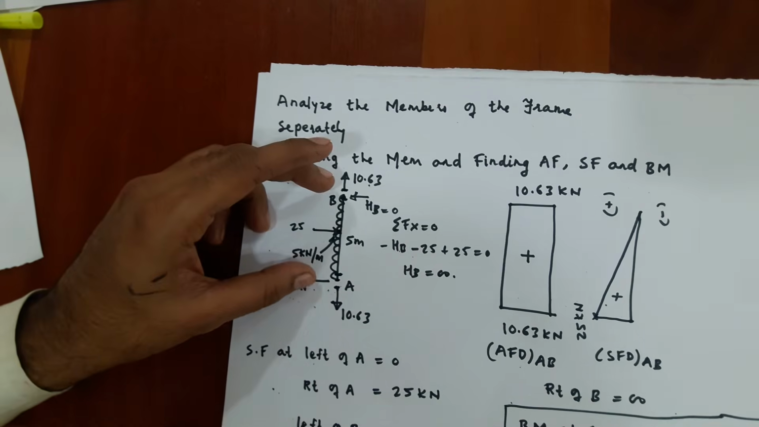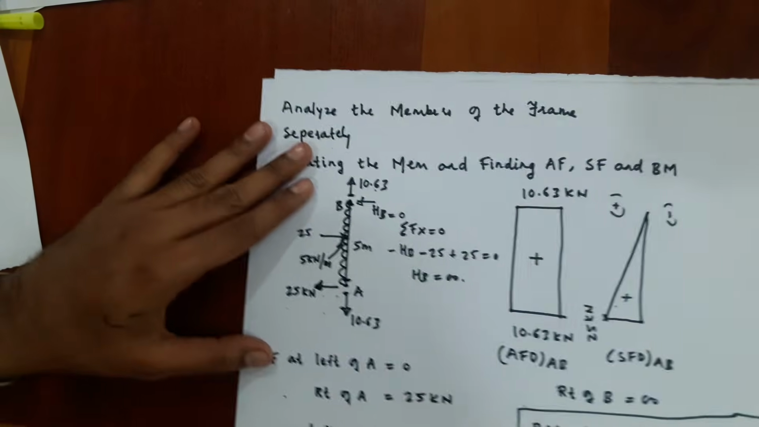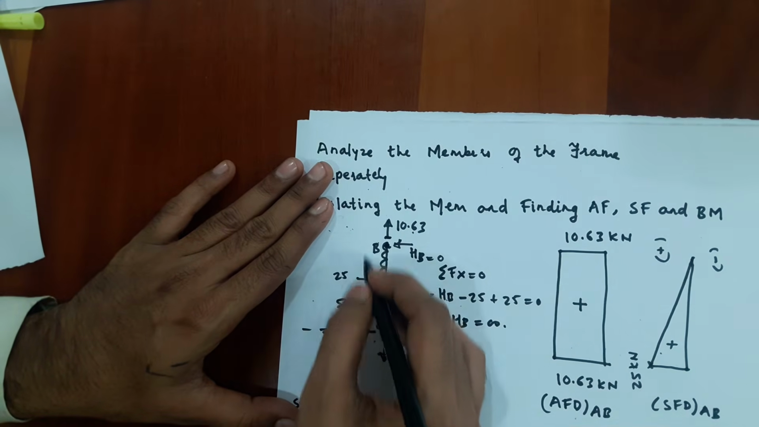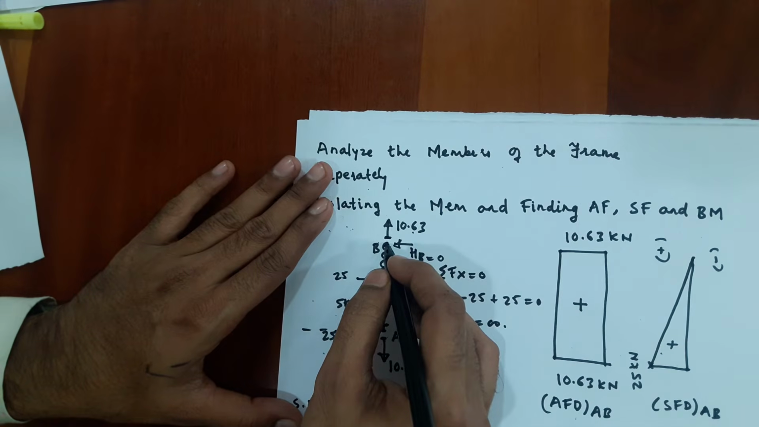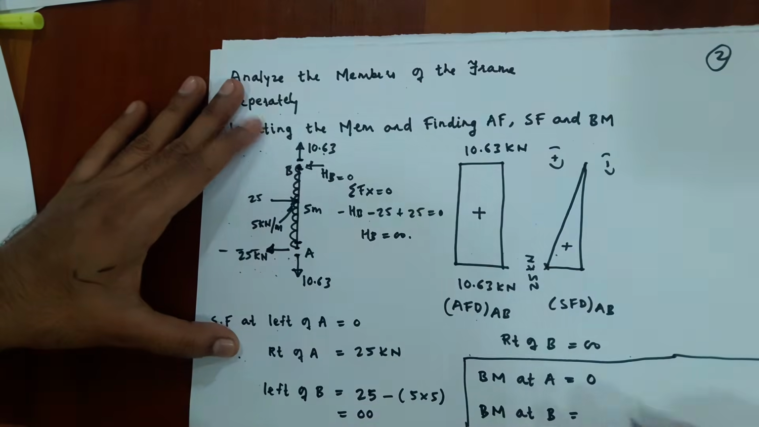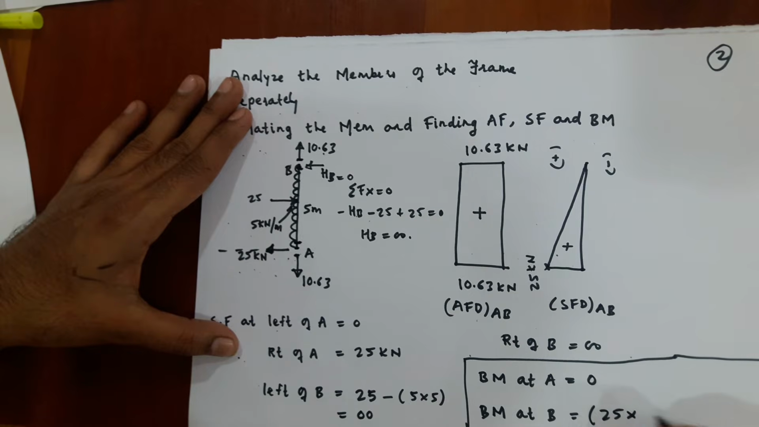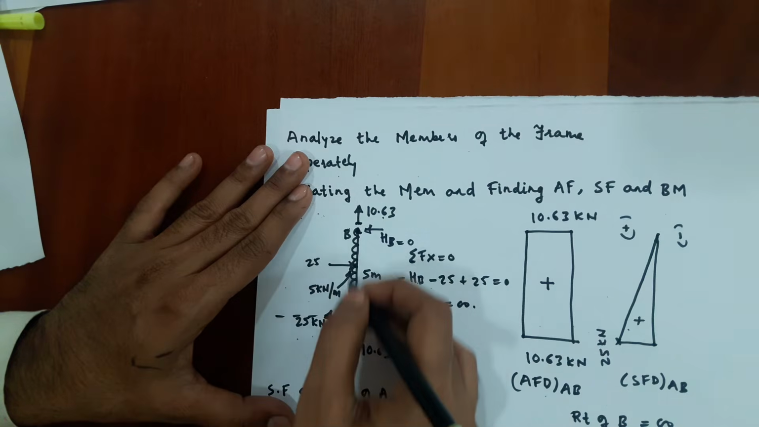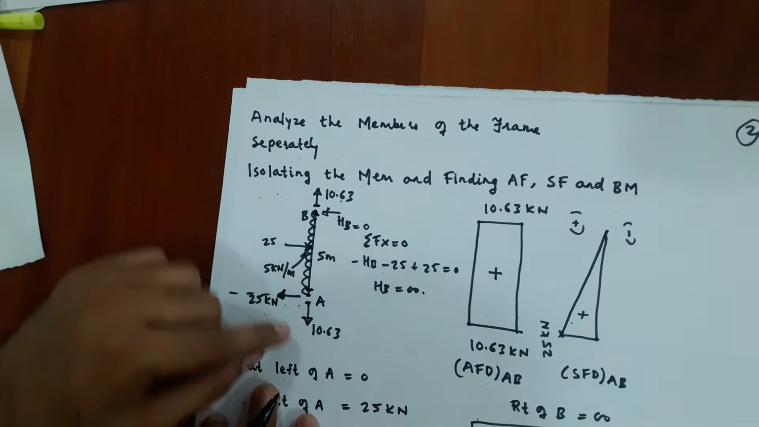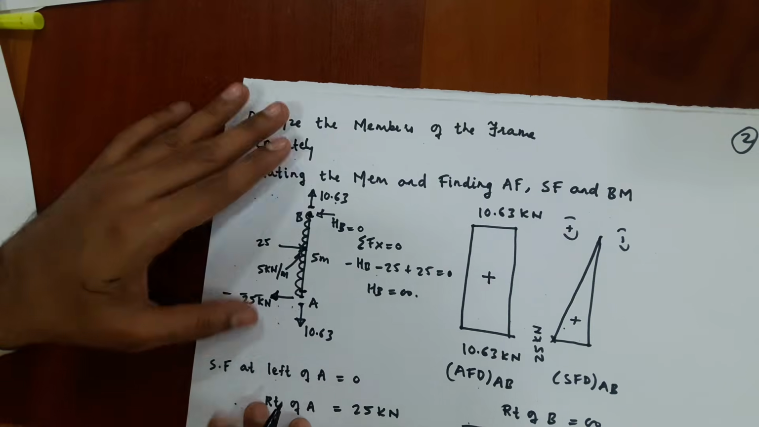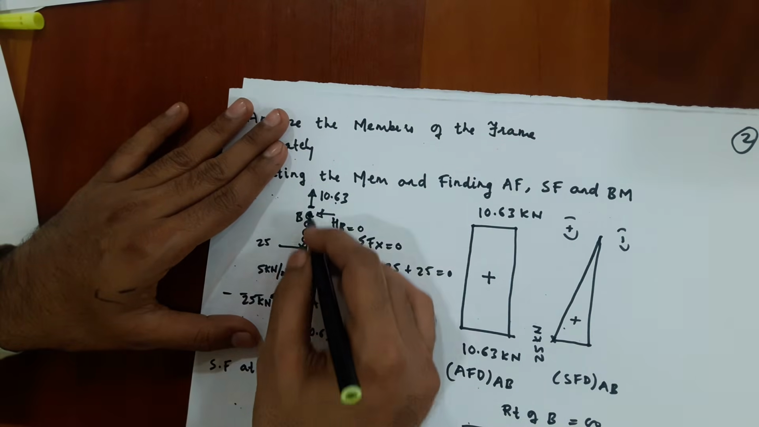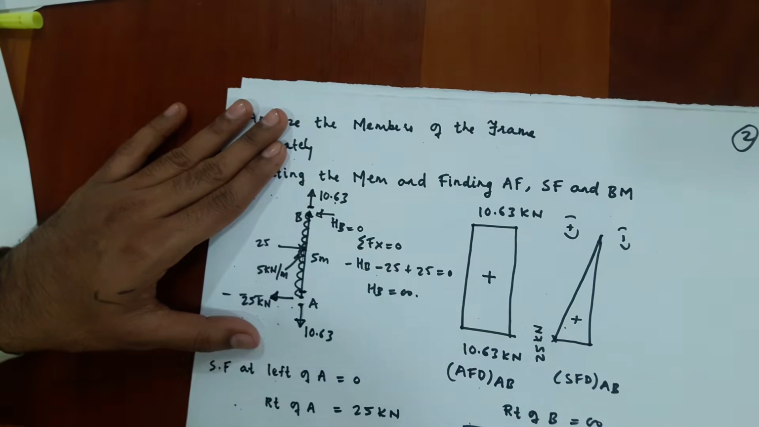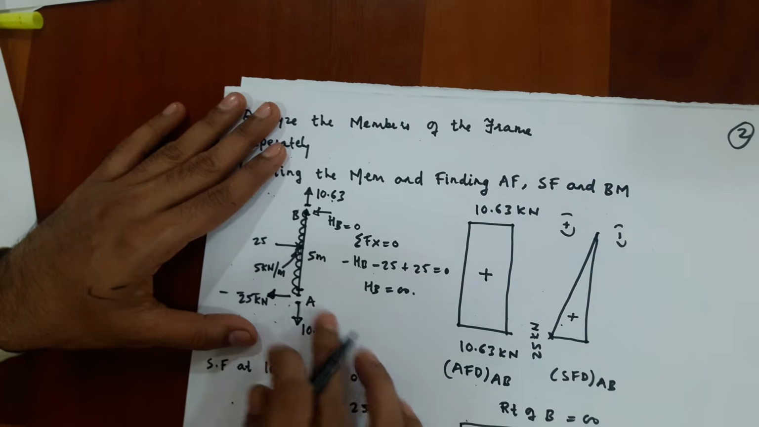The 25 kilonewton load: this is its line of action. The perpendicular distance from B is 5 meter because we are finding the bending moment at point B. So 25 into 5, because it is creating a clockwise moment. Then you have this 10.63 kilonewton. Its line of action intersects point B, meaning the distance is 0, so 10.63 will not come into the picture.